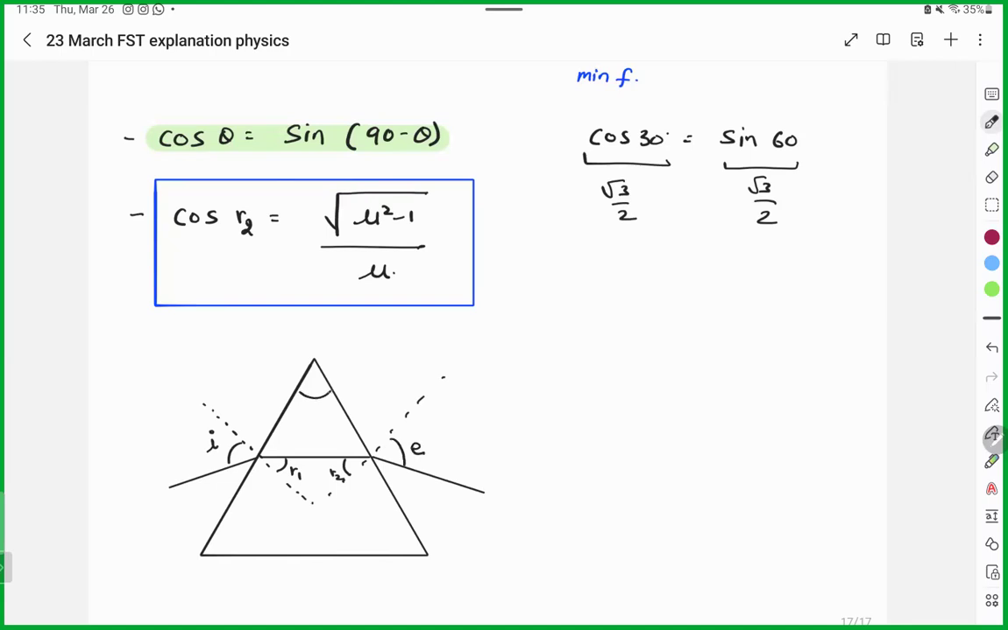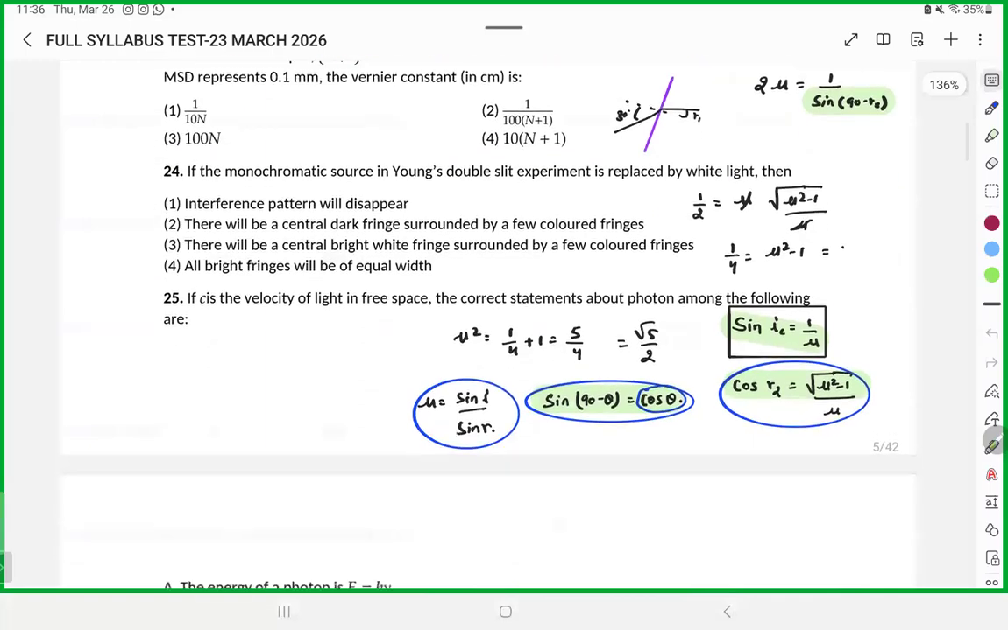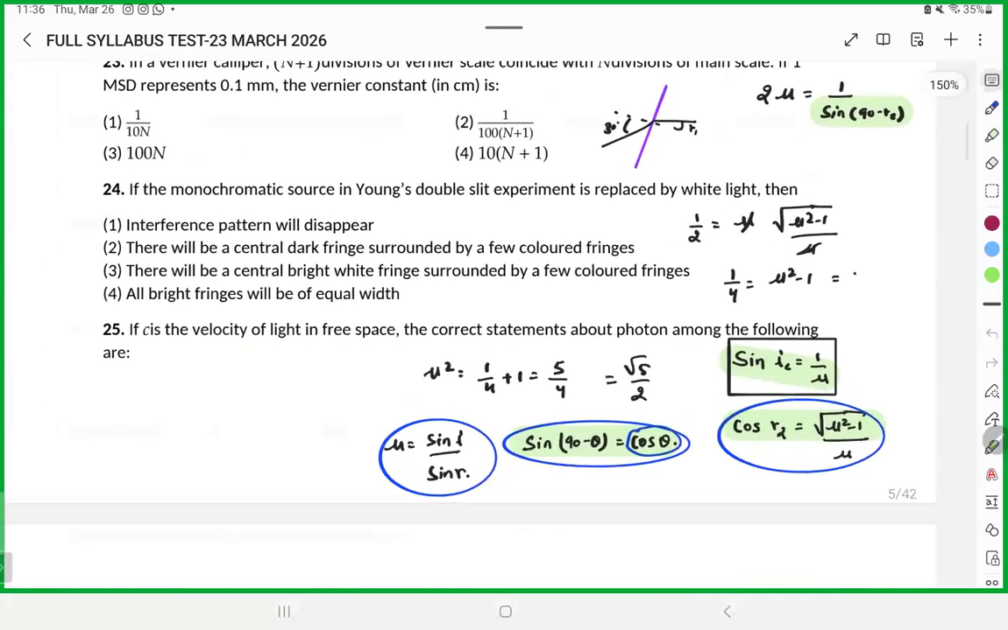This angle is known as the angle of prism. And it is said that R1 plus R2 is equal to, sorry, angle of prism A. Any doubt, guys? If not, very good. Then question number 24.